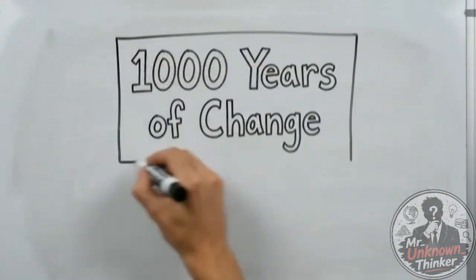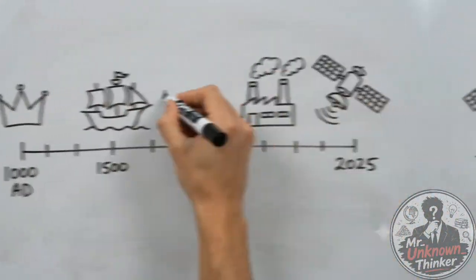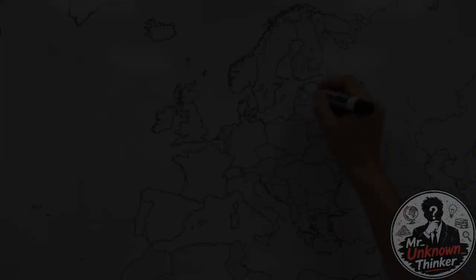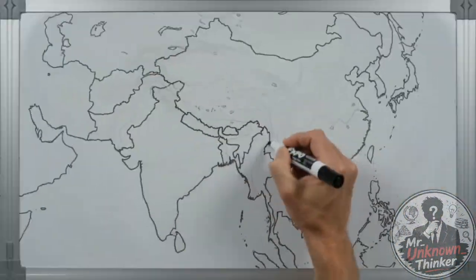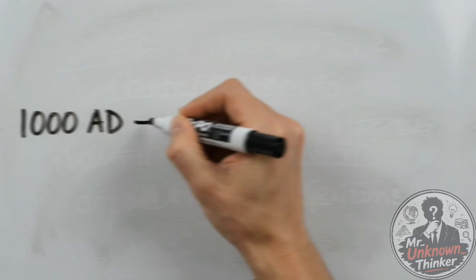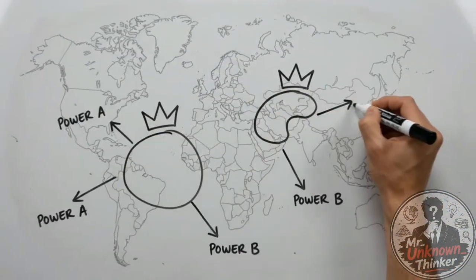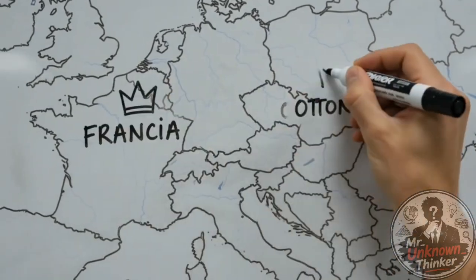Have you ever looked at a world map and wondered how it came to look like this? Just 1,000 years ago, most of today's countries didn't even exist. Powerful empires ruled vast territories. Explorers hadn't crossed many oceans, and the borders we know today were nowhere to be seen.